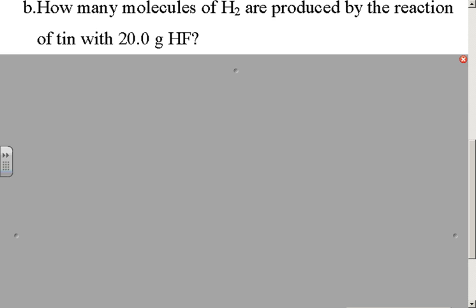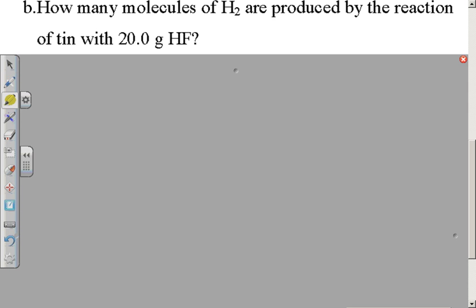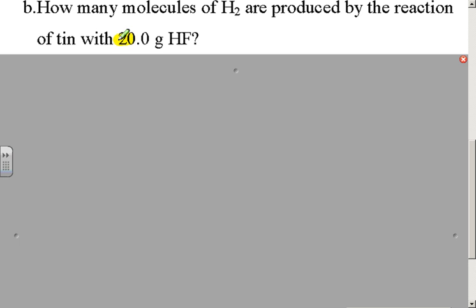This next part of the problem, part B, is dealing with the same equation, but a different calculation. This time, the number they give you to start with is 20 grams of hydrofluoric acid. So in this case, the hydrofluoric acid is your chemical A. The chemical they're asking you to find something about is hydrogen. Specifically, they're asking you how many molecules of hydrogen you would get. So hydrogen here is your B.